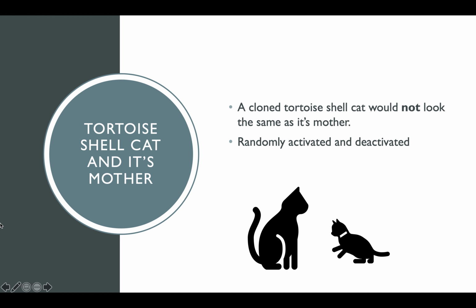So, the tortoiseshell cat and its mother. A cloned tortoiseshell cat would not look the same as its mother. This is because the yellow-orange color is randomly activated and deactivated in these types of cats. So if it was activated, it would be yellow-orange patches, and if it was deactivated, it would be black patches.